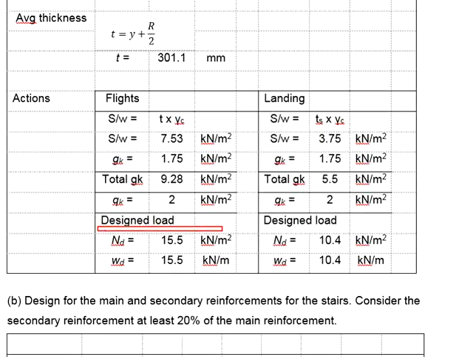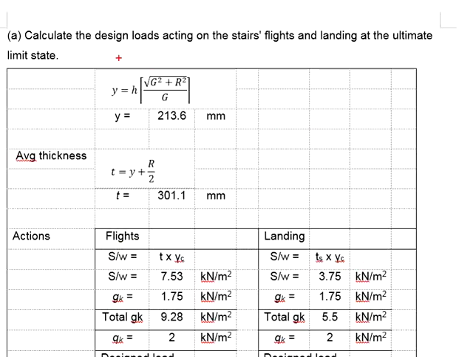Therefore, we will convert this kilonewton per meter square load into UDL by multiplying with 1 meter width. That gives you the same magnitude of the load, except that the unit now is in the mode of the UDL. Now, whatever moments and shears that you have calculated, based on this UDL, it will be the moment and shear taken by 1 meter width of the staircase. With that, you have obtained the design loads acting on the staircase.